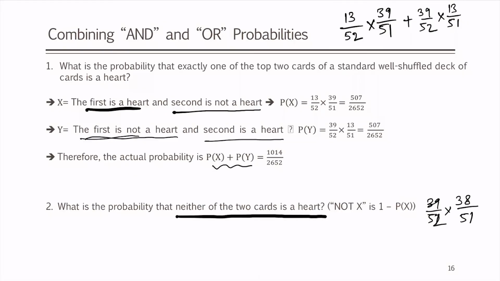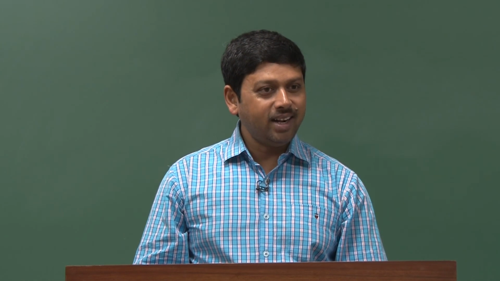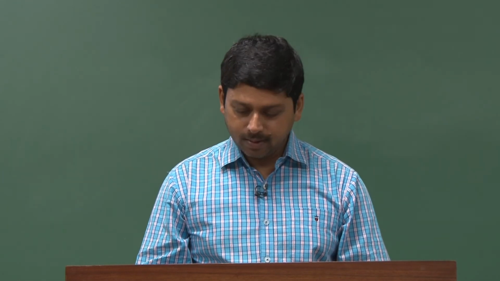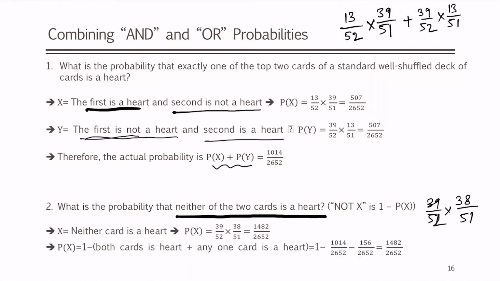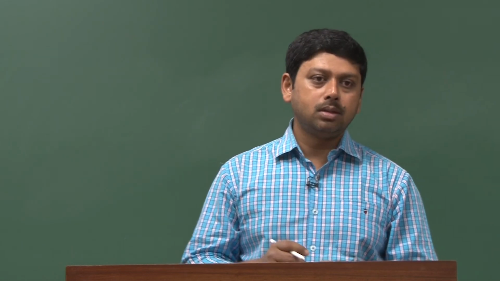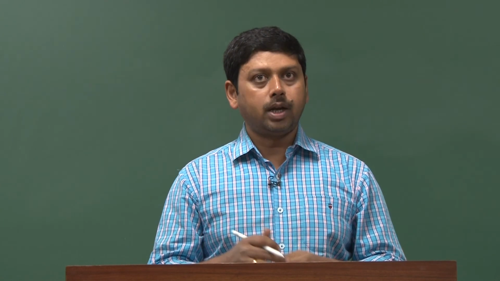But I can also do this with a NOT probability. The probability that neither of the two cards is a heart is 1 minus the probability that either one card is a heart or both cards are hearts. So, this is the first one that I did. Second one, both cards are hearts or any one card is a heart. Any one card is a heart we have already got above, and both cards are hearts we have also calculated before. So, when we subtract that, we get the same number as before. What I am saying is that there are different approaches to get the probabilities. Once you think about the event in mind, then you will be able to get to it.